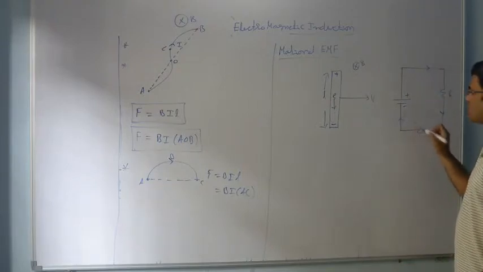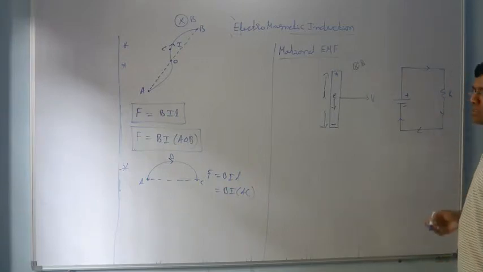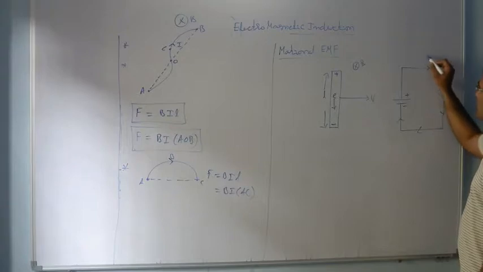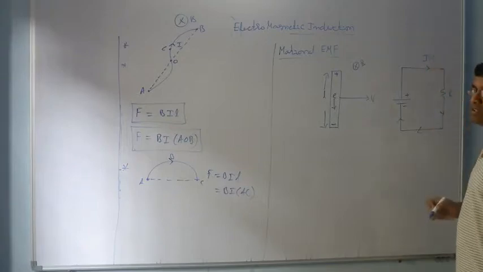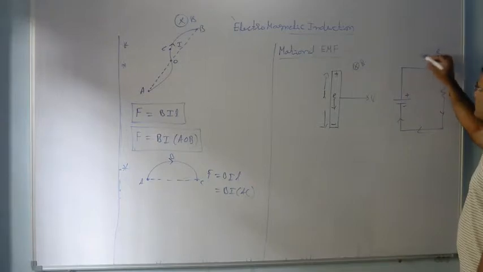So the concept says what direction the current will flow. You have to understand. Now what is the current in the circuit? I is equal to V by R, that is nothing but E by R. What is E value here?